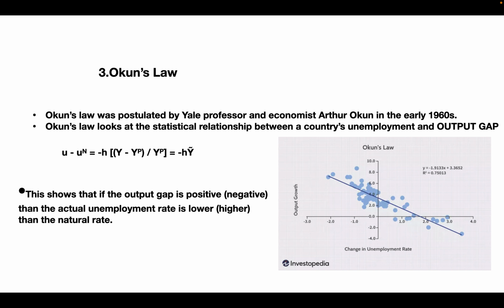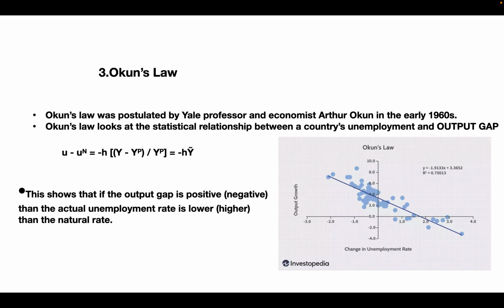Here's a graph for Okun's law, and we can clearly see that there's a negative relationship between the unemployment rate and the output gap. Which means that if the output gap is positive, then the actual unemployment rate will be lower, and vice versa. If the output gap is negative, it means that the unemployment rate is higher.